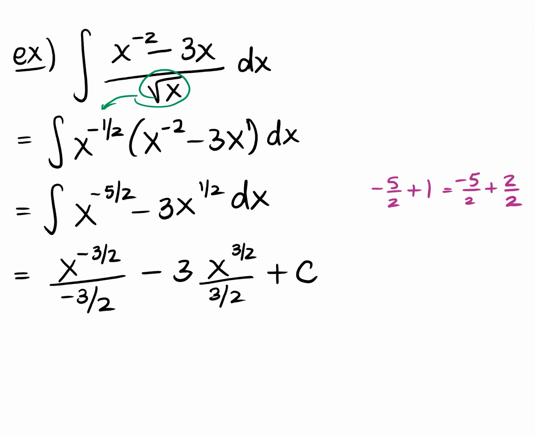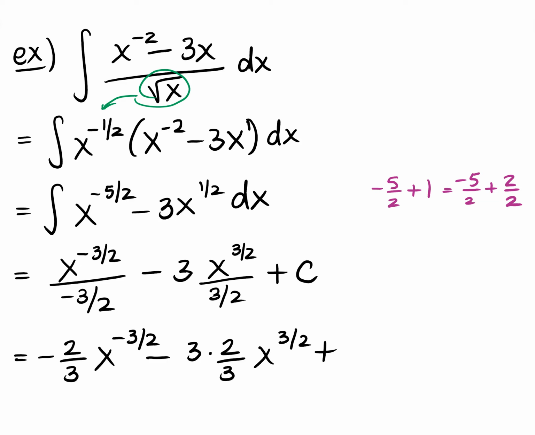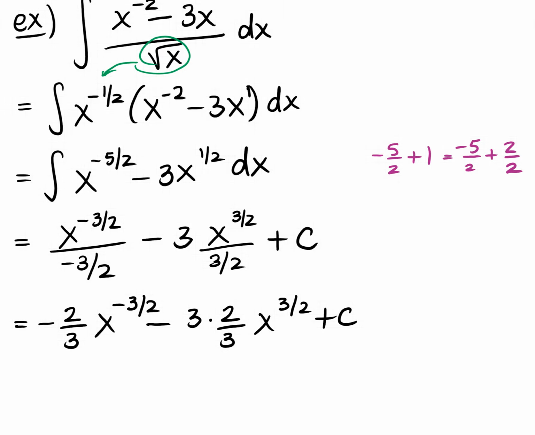Now don't you dare leave it like that. What happens when you divide by a fraction? You flip it and multiply. So I get a negative 2/3 x to the negative 3/2, right? Minus 3 times 2/3. Oh, I didn't even mean for that to happen. X to the 3/2 plus c. So what's my final answer? What is the antiderivative in the most useful form? Well, I don't know if this is the most useful, but I get negative 2/3 x to the negative 3/2. My 3's cancel here, so I get minus 2x to the 3/2 plus c.